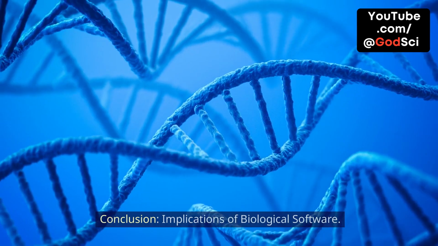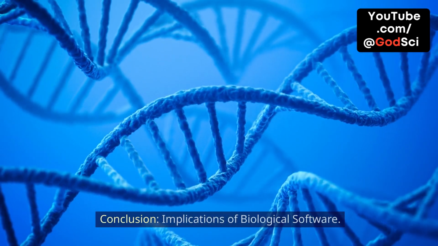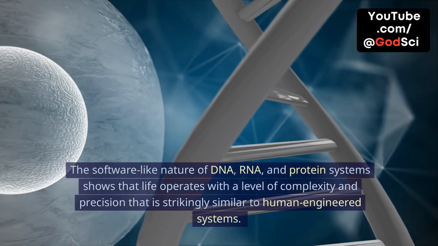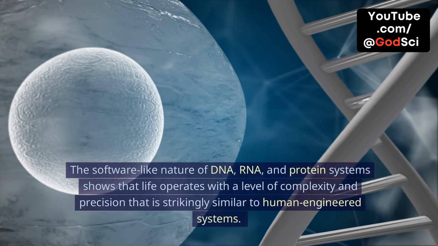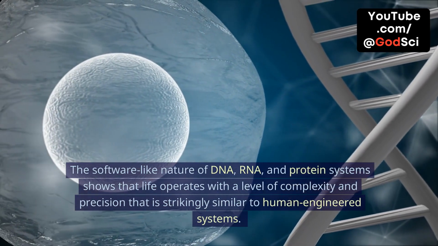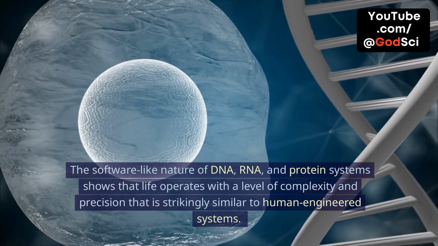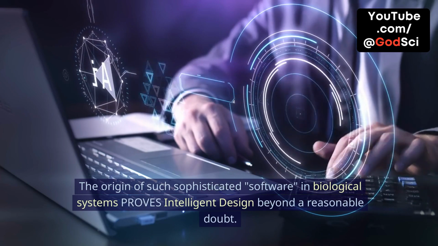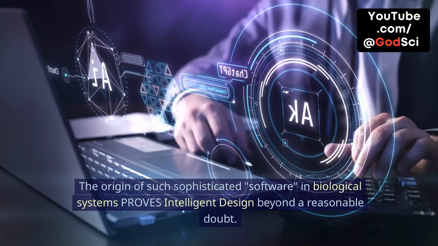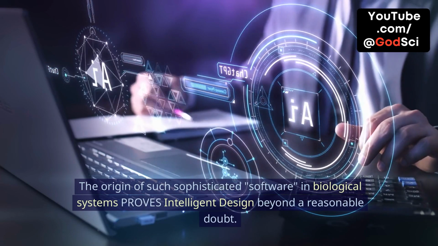Conclusion: implications of biological software. The software-like nature of DNA and protein systems shows that life operates with a level of complexity and precision that is strikingly similar to human-engineered systems. The origin of such sophisticated software in biological systems proves intelligent design beyond a reasonable doubt.